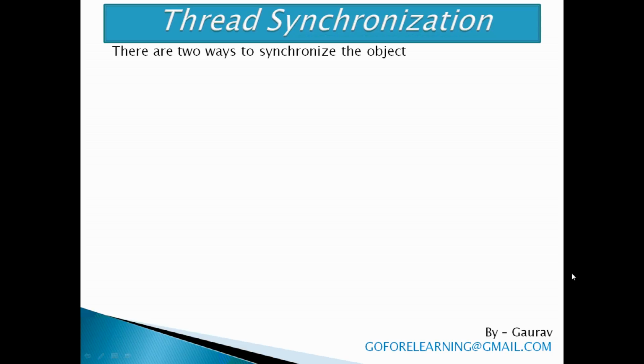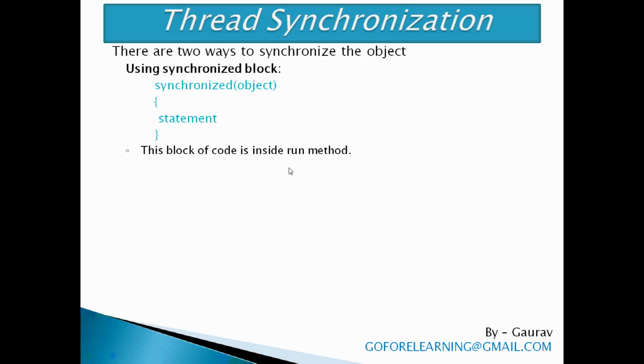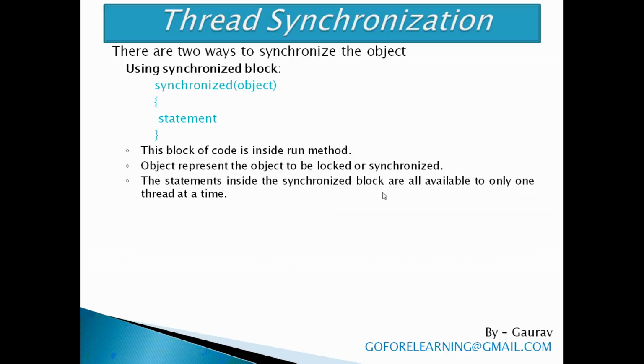There are two ways to synchronize the objects. First is using a synchronized block. The synchronized block syntax is as shown here: synchronized object, and inside that the statements. Here we can embed a group of statements of the object inside the run method. Here object represents the object to be locked or synchronized. The statements inside the synchronized block are available to only one thread at a time.